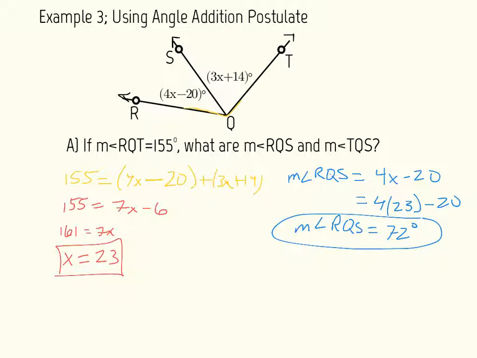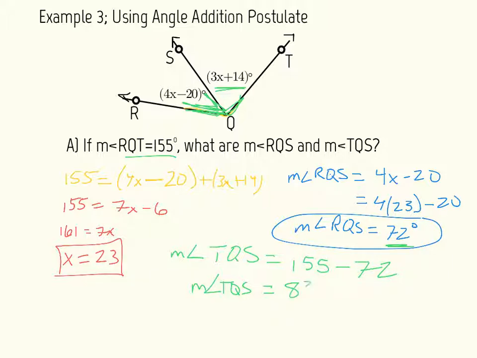Okay, so now there's two ways to solve this next one. If you want to find the measure of angle TQS, you could put in 3x plus 14, or you could say it's the entire angle minus the small angle. So either way. So I'm going to do it that way. The entire angle is 155, and you're going to subtract off the small angle that you already figured out, 72, which would give you the measure of angle TQS is 83 degrees. And that is your final answer.